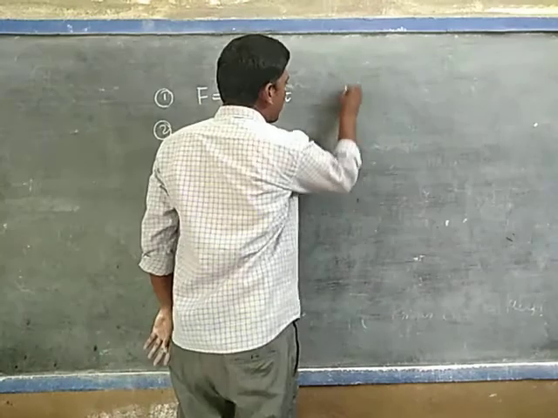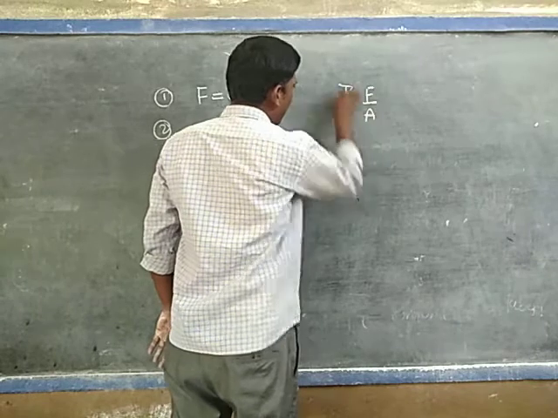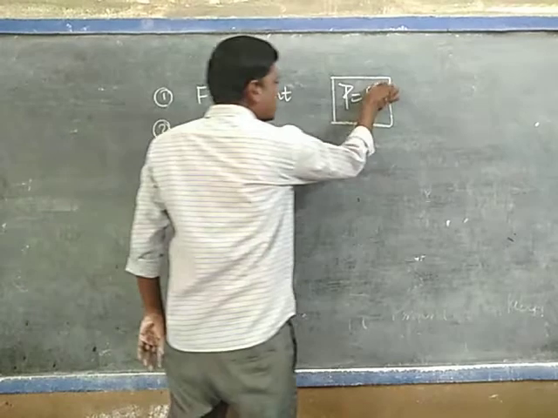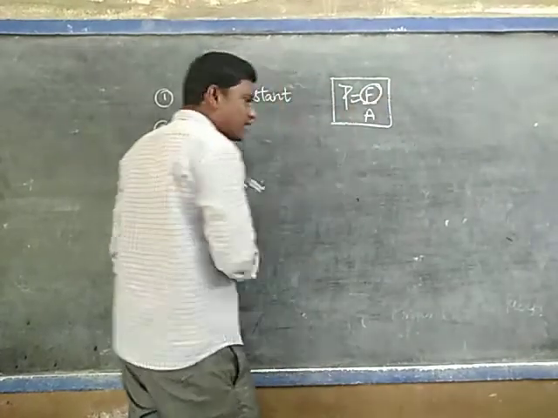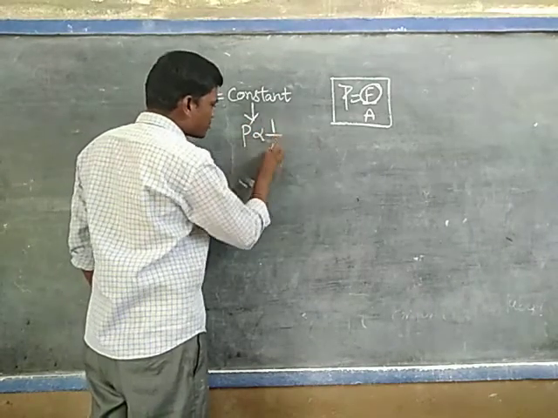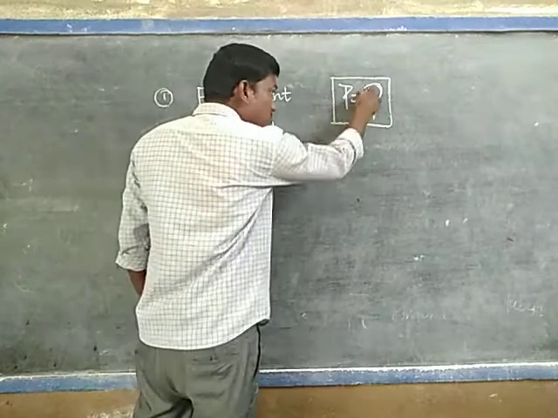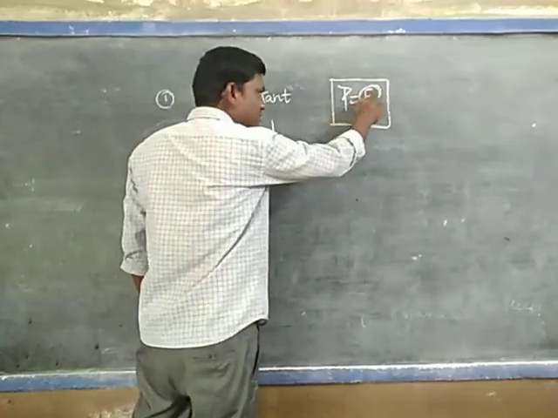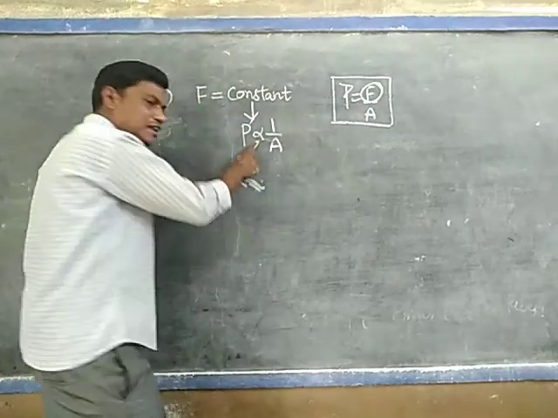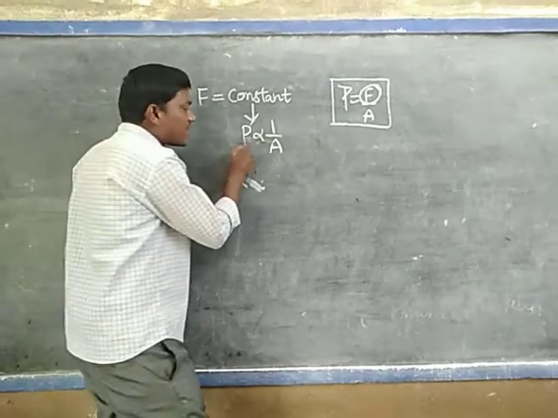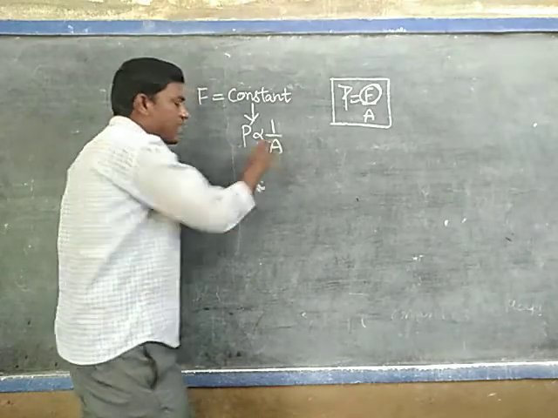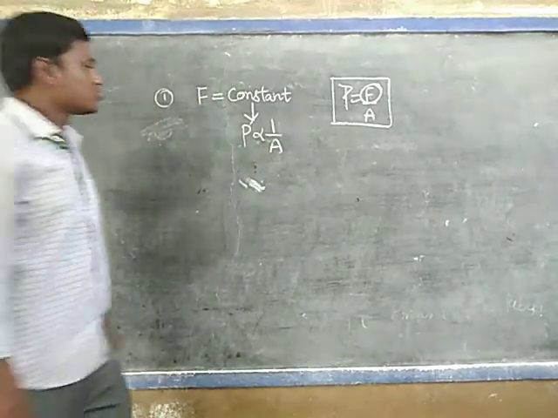But already we know our formula of pressure: P equals force by area. Here force is constant, so you don't consider it. For this concept, P is inversely proportional to area, meaning P equals 1 by A. Since F is constant, instead of the equality symbol I will write the proportionality symbol. Then P is directly proportional to 1 by A, or simply P is inversely proportional to the area of cross section.